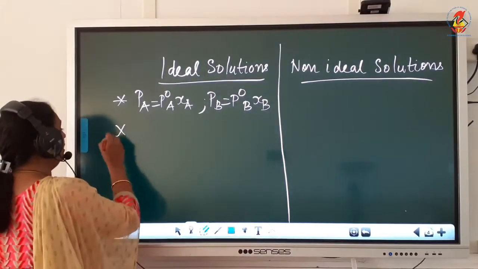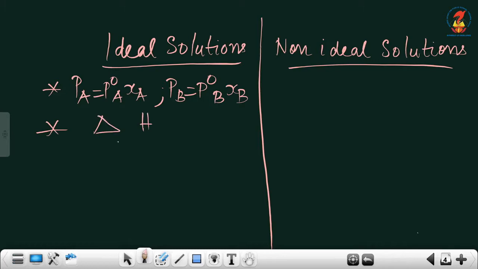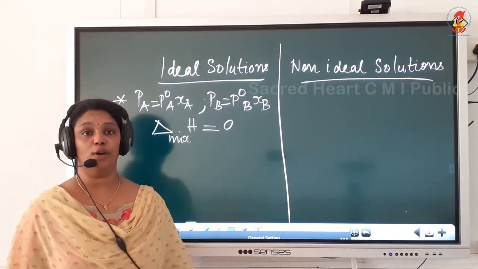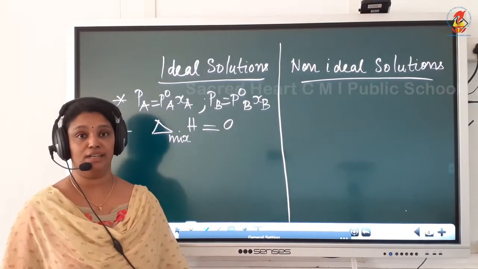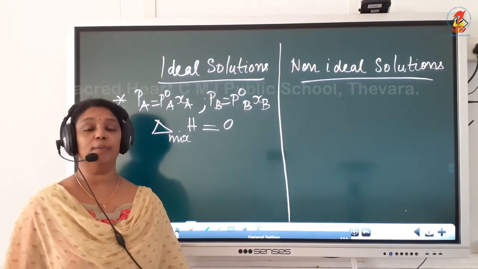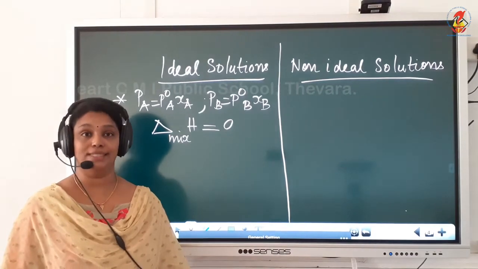And we denote enthalpy with delta H. So the enthalpy of mixing for an ideal solution is equal to 0, which means that when you mix two components, there is no evolution of heat or absorption of heat. So their enthalpy of mixing is equal to 0.